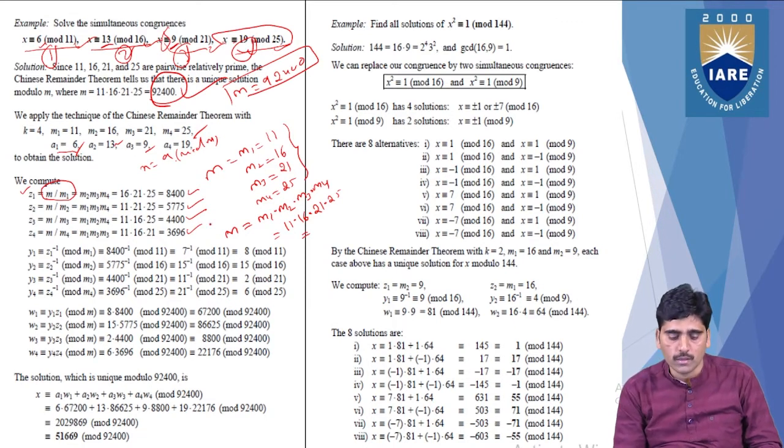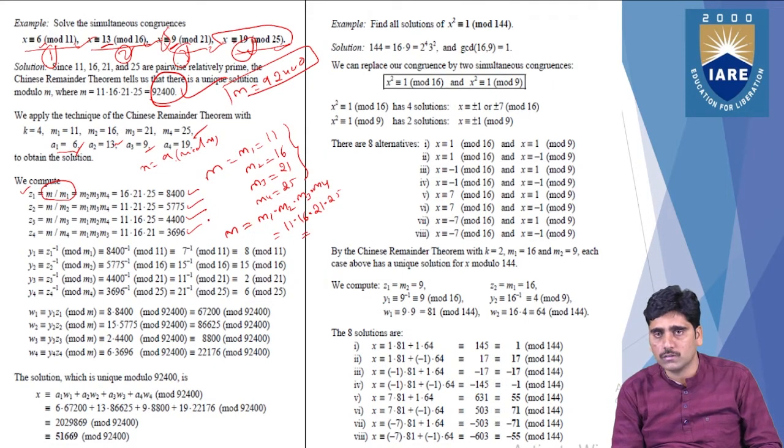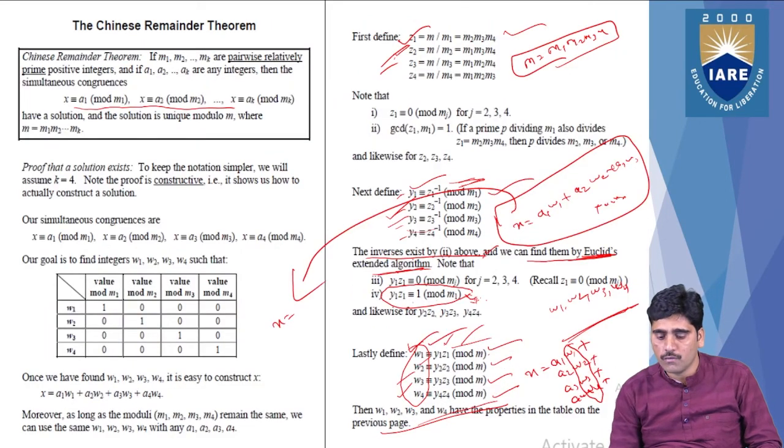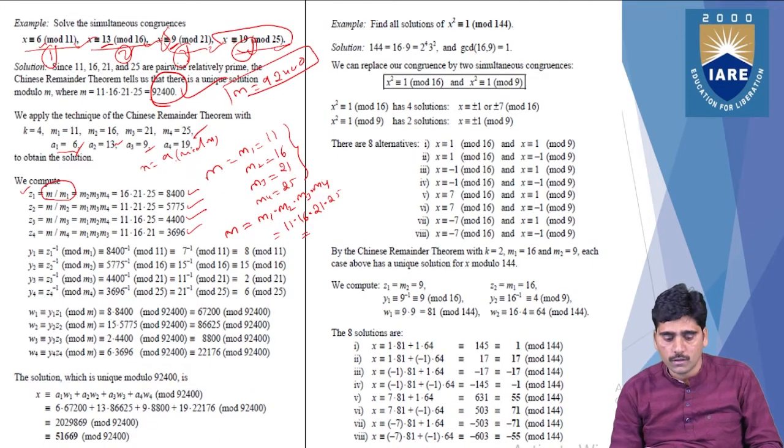3696, right? Now we obtain the Z values: Z1, Z2, Z3, Z4, we got them. Now what we need to do again is define the Y1 values. So Y1 values we need to find. Look here, Y1 equals, what is the formula?